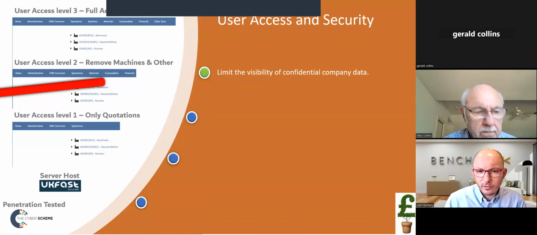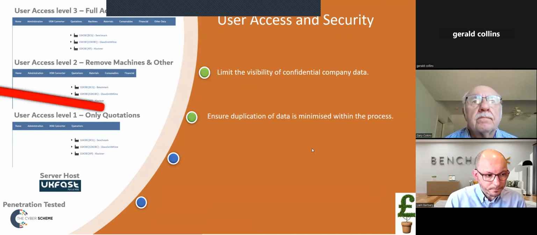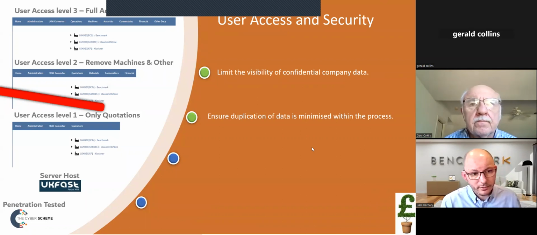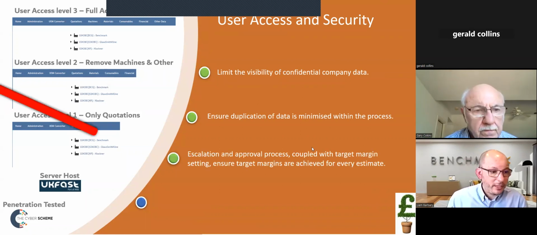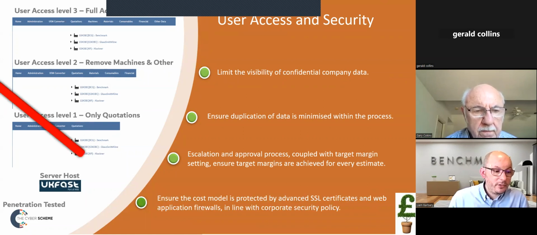Make sure that, and you can't really do this with an Excel spreadsheet in a really nice way, you limit the visibility of confidential data. Ensure duplication of data is minimized within the process. Escalation and approval process coupled with a target margin setting as well to ensure target margins are achieved for every estimate, and ensure the cost model is protected.